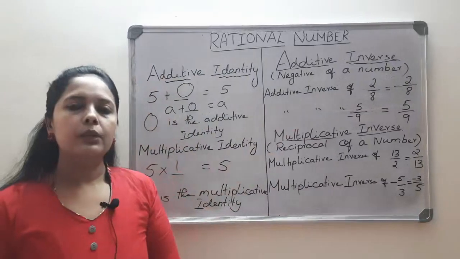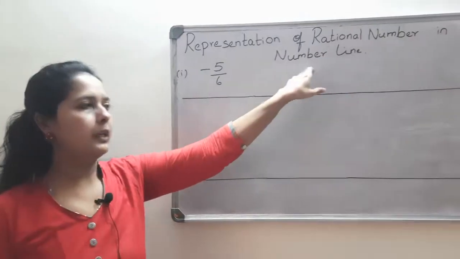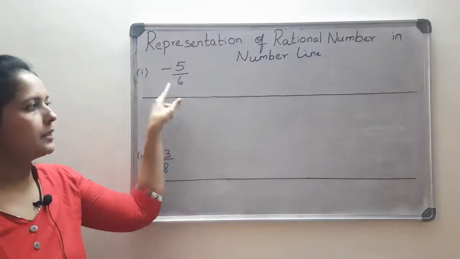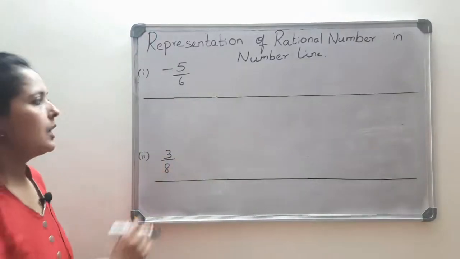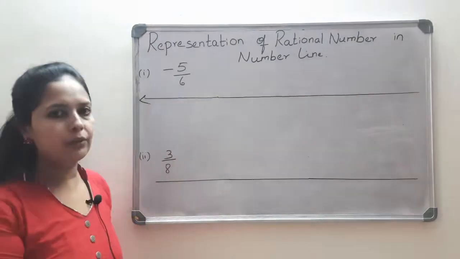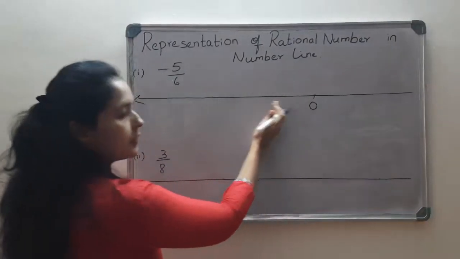Now, we will go for the number line. Okay. Representation of a rational number in a number line. How are we going to represent minus 5 by 6 in a number line? Okay. Now, as usual, look at this one. This is what rational number? Negative rational number. So, of course, it is left hand side of the 0.